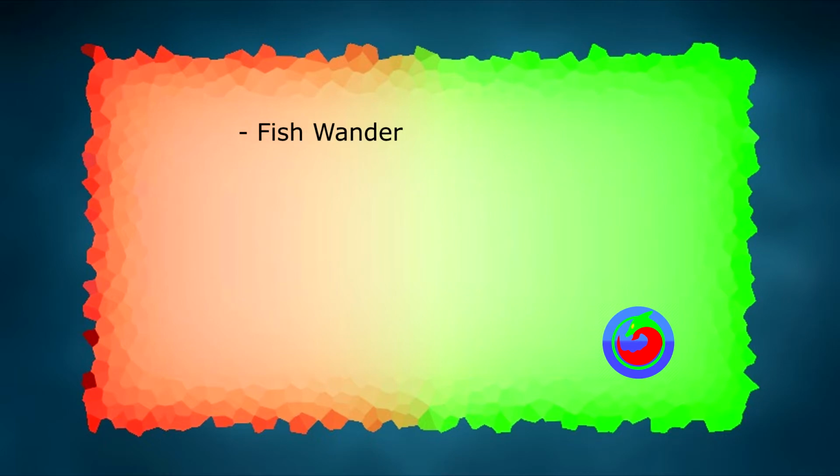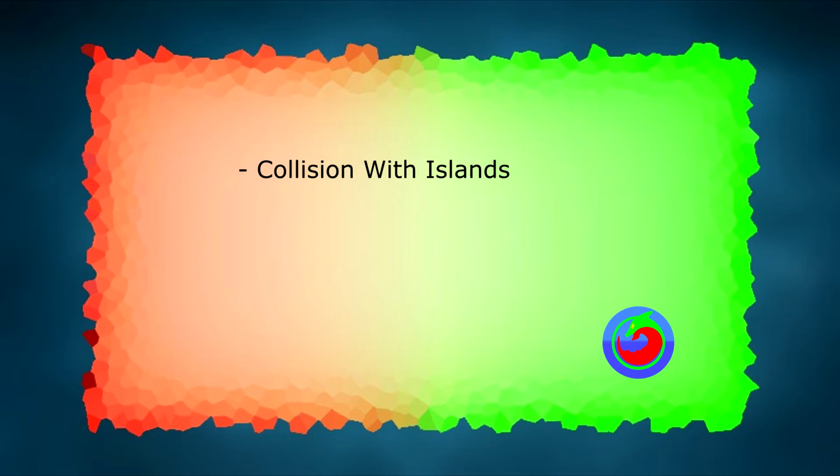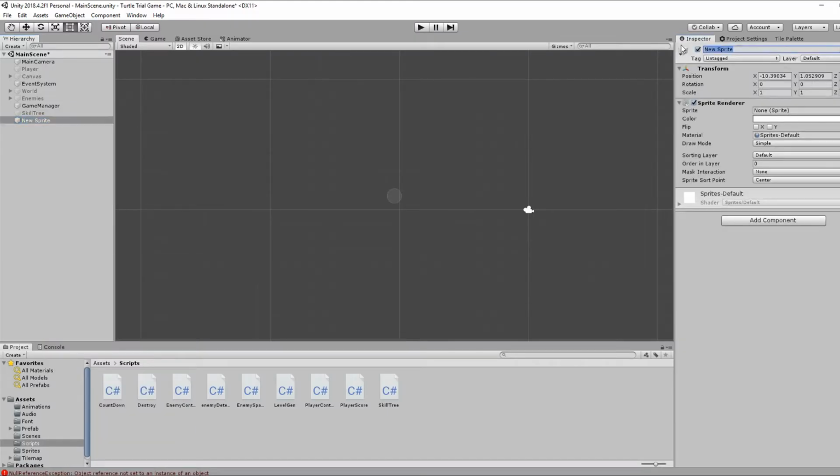So we want the fish to be able to act more natural, and so we want the fish to wander around the map, sometimes in groups. And we also want collisions with the islands. We want the collisions to be avoided for the player, but every other creature should be able to collide with it to stop them from reaching the player. So it's not a lot to do today, but let's just get started.